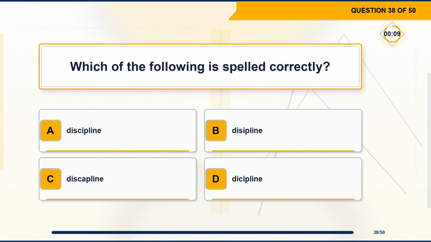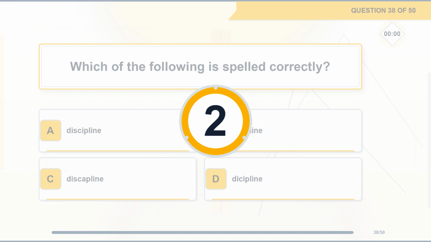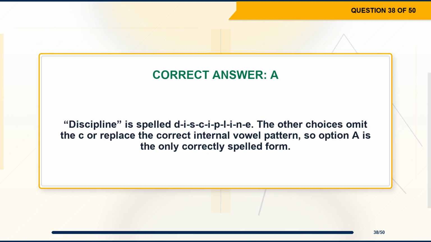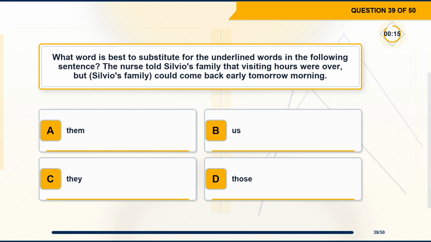Question 38. Which of the following is spelled correctly? Option A, discipline. Option B, discipline. Option C, discipline. Option D, discipline. The correct answer is option A, discipline. Explanation. Discipline is spelled discipline. The other choices omit the C or replace the correct internal vowel pattern, so option A is the only correctly spelled form.